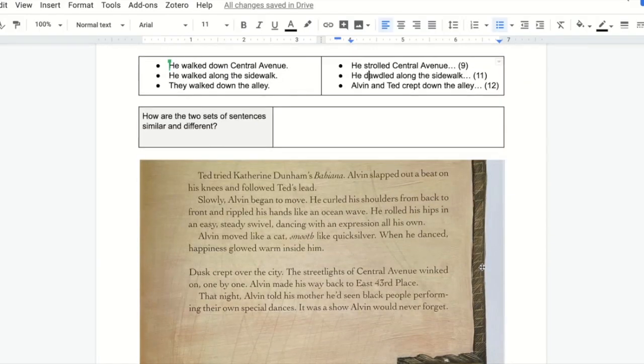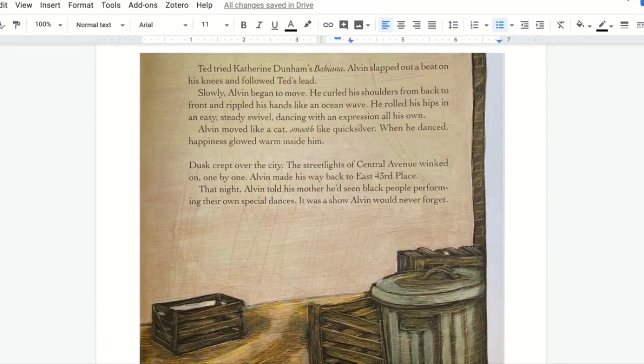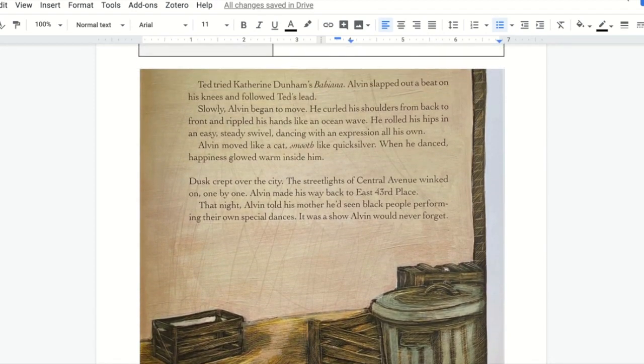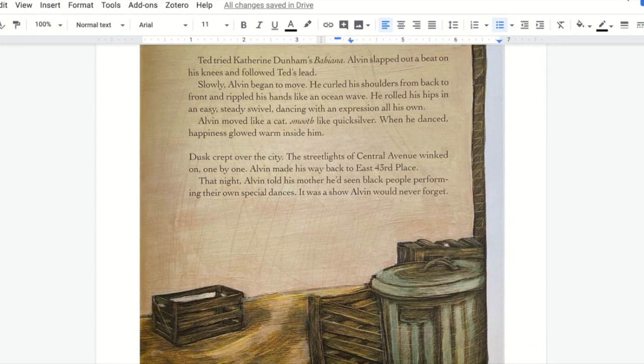All right, so now we are going to move on to our figurative language. Here is a page from Alvin Ailey. Ted tried Catherine Dunham's Bahiana. Alvin slapped out a beat on his knees and followed Ted's lead. Slowly, Alvin began to move. He curled his shoulders from back to front and rippled his hands like an ocean wave. He rolled his hips in an easy, steady swivel, dancing with an expression all his own. Alvin moved like a cat, smooth like quicksilver. When he danced, happiness glowed warm inside him.